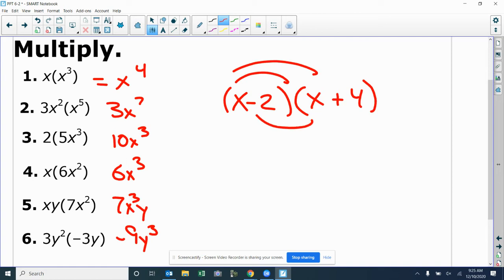You know you've done your foiling, right? Okay, now we're gonna have trinomials times trinomials, so just a lot more foiling. And then you combine like terms at the end and put them in standard form. I think you'll find it to be pretty quick and easy.